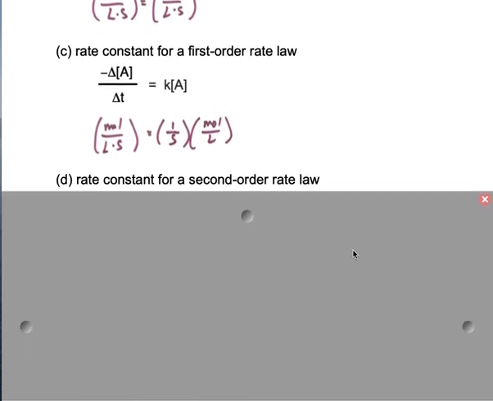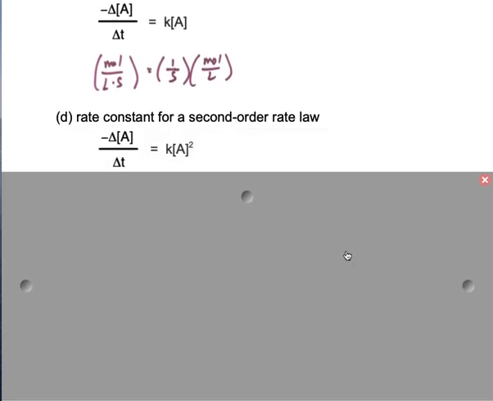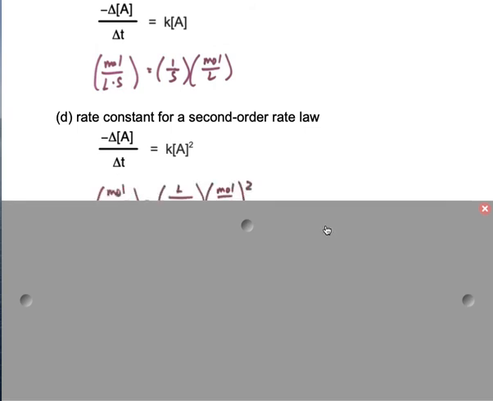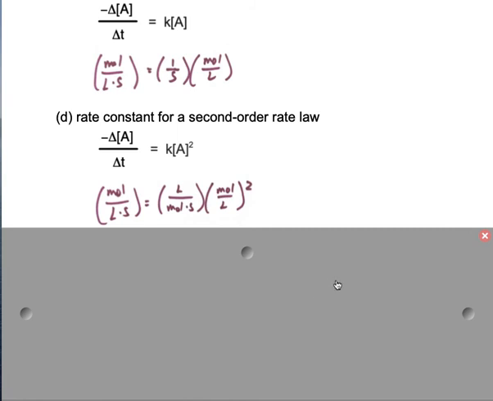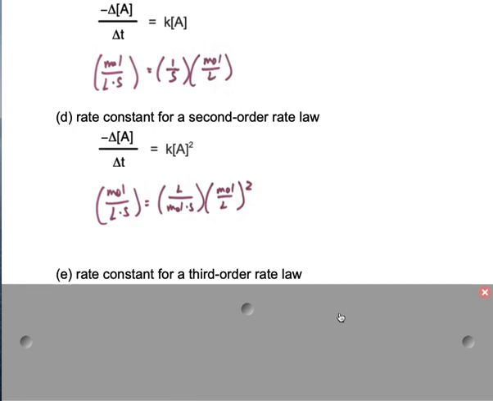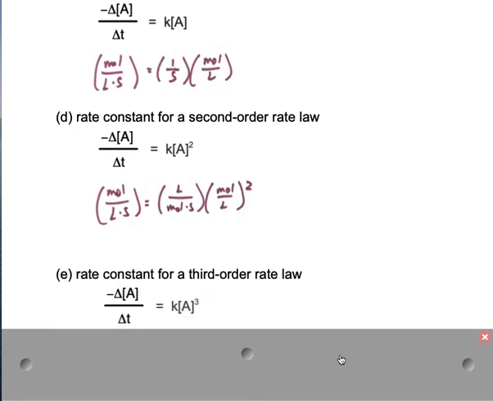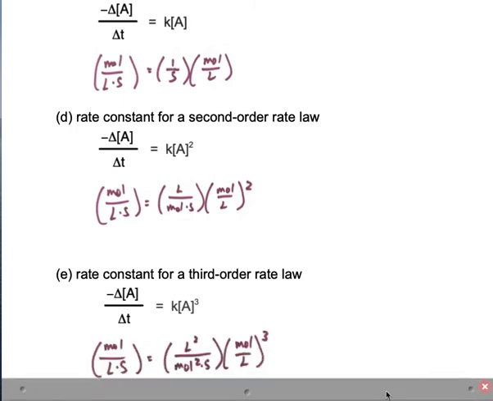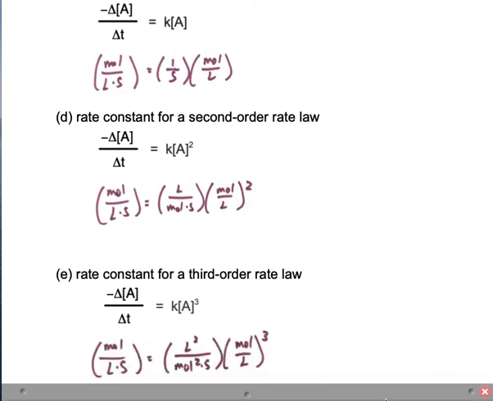For a second order rate law, in which the rate of reaction is proportional to the concentration of A squared, now in order to get units to cancel to give me moles per liter per second, the unit on the rate constant must be liters per mole per second. Correspondingly, for a third order rate law, which is extremely rare, but we can talk about it as a hypothetical case anyway, in order for the units to cancel, the unit on the rate constant must be liters squared per mole squared per second.